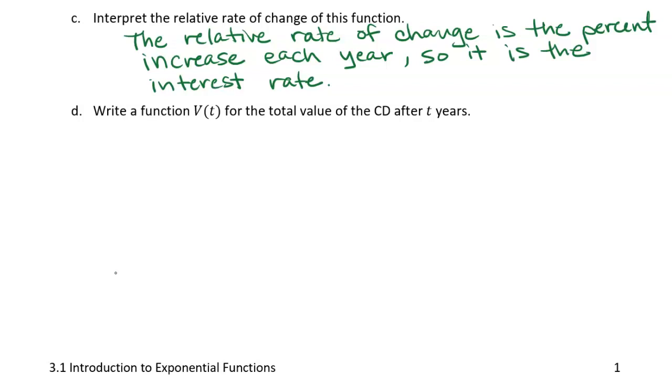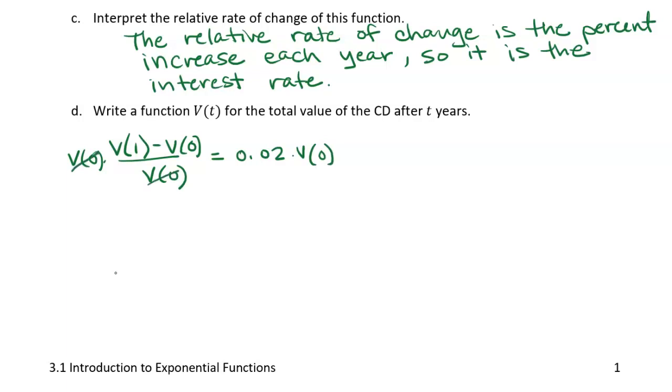So let me look at this first year a little more abstractly. We found that V1 minus V at 0, over V at 0, was equal to 0.02. Now I can rearrange that into a formula for V1 given V0 if I isolate V1. I'm going to multiply both sides by V at 0. These will cancel, and then I'll have V1 minus V at 0 equals 0.02 V at 0. And then I can isolate V1.